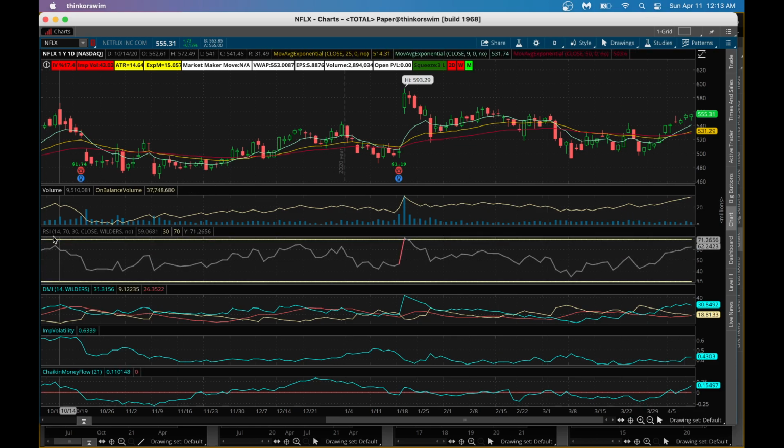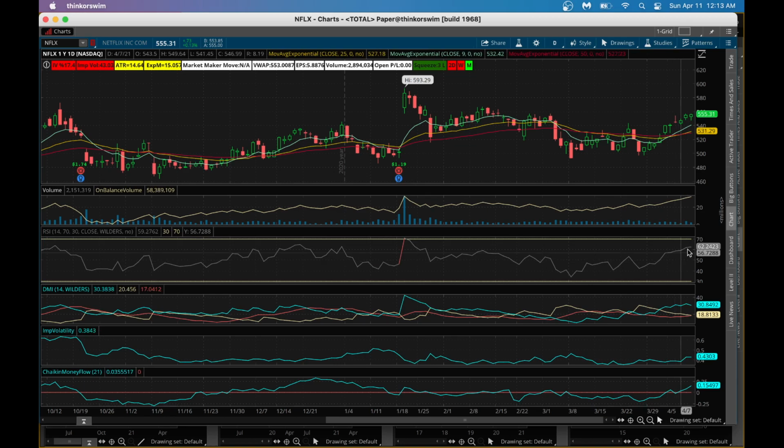Next I got RSI, relative strength index. Relative strength index will tell me how is the stock doing. I like to look at the range. Even though it's 62.24 right now, I like to see where it came from. So it came from a lower level to a higher level. It's trying to reach the overbought territory.